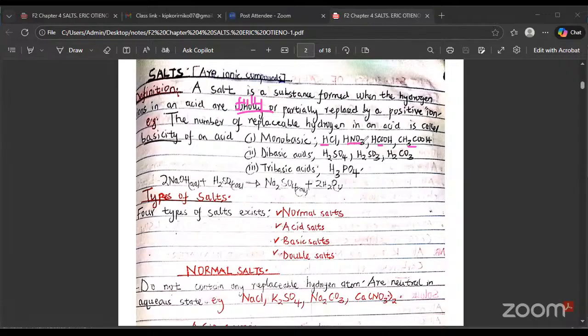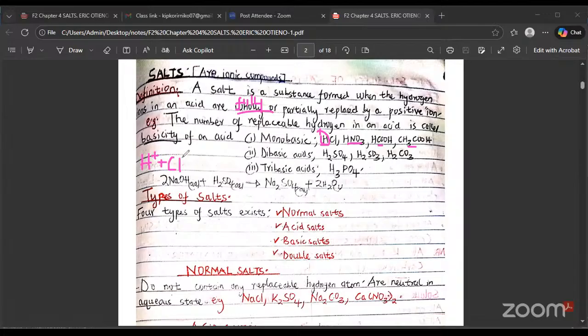So when you have one replaceable hydrogen ion, we say that one is monobasic. That means the basicity of that acid is 1. That means one hydrogen, for example, that is what I was writing now. I'm very sorry, I was writing the equation. So for example, we have HCl. H is the positive ion, which is the replaceable hydrogen ion, plus the chloride ion, which is negative.